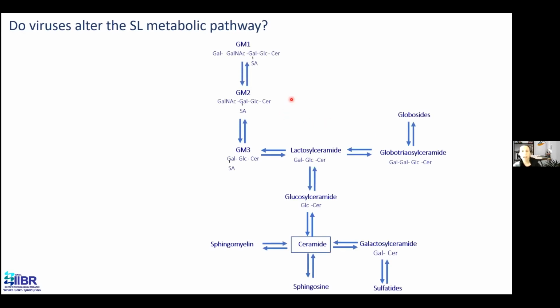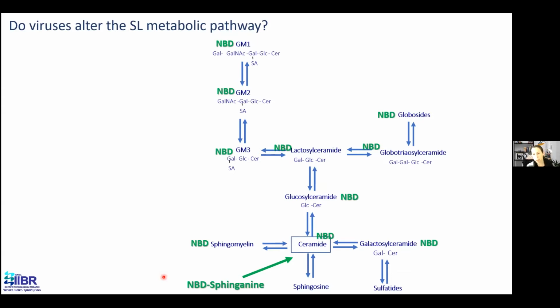I'm sure that you are all familiar with this metabolic pathway. Every sphingolipid has a synthase and a hydrolase. So the first experiment we did, we put NBD sphinganine, which is the precursor of the sphingolipid metabolic pathway, on cells 3 hours post-infection. Now, most of the experiments that I will talk about, we were interested in the early time point after infection.